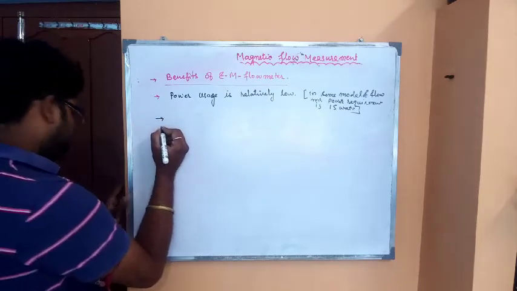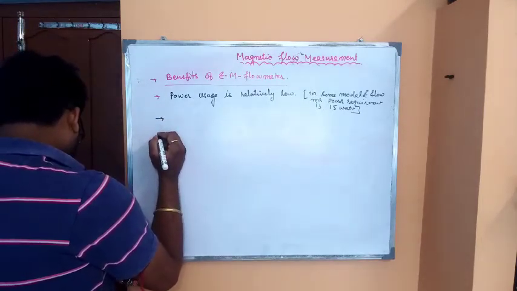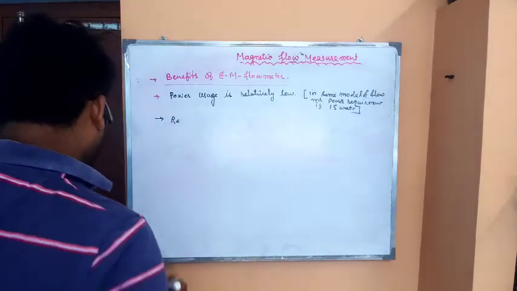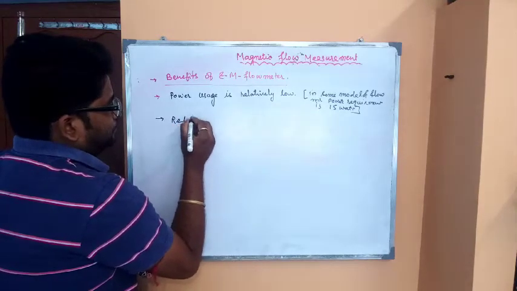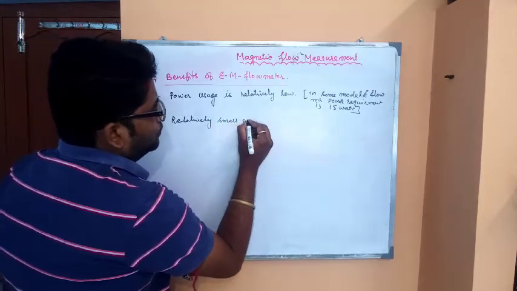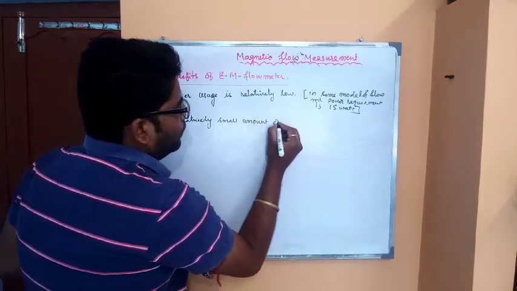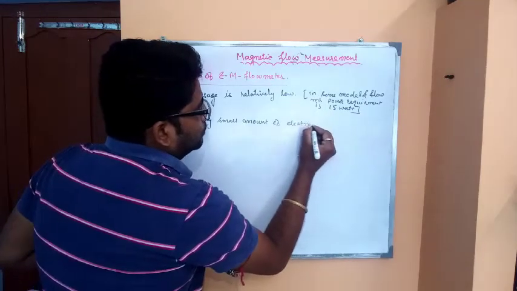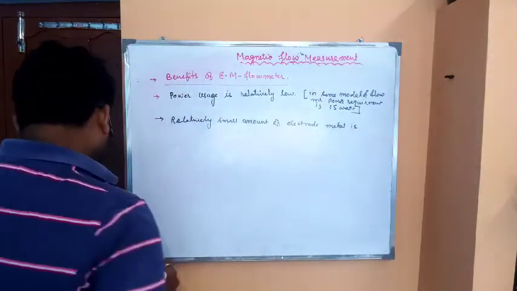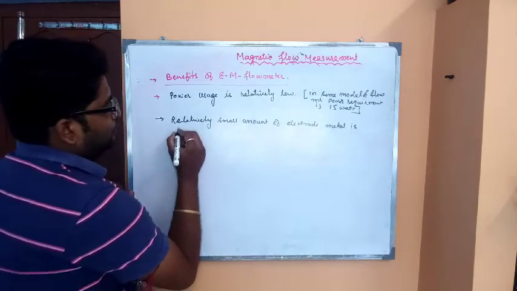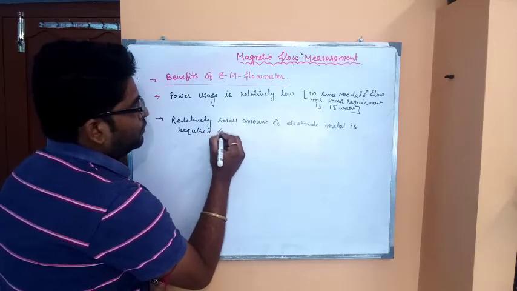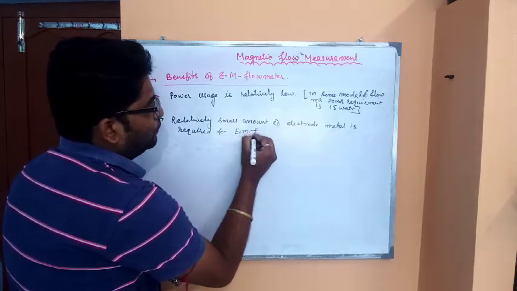Second thing, a relatively small amount of electrode material or metal is required for an electromagnetic flow meter.